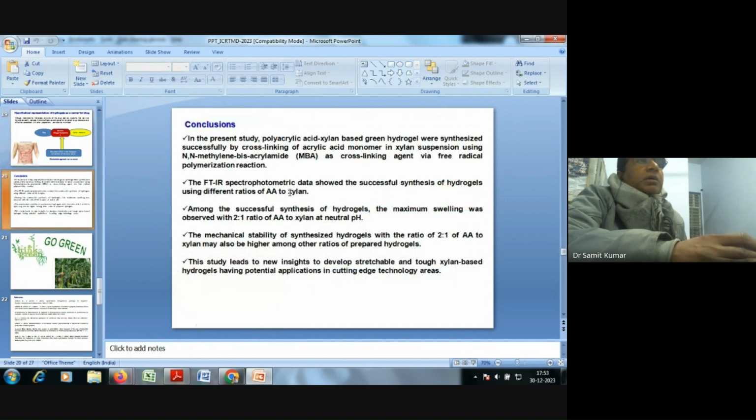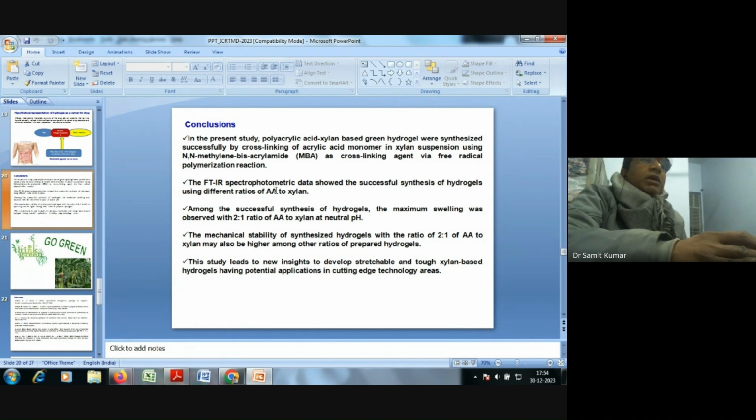This is the conclusion of our research. In the present study, polyacrylic acid Jalan-based green hydrogels were synthesized successfully by cross-linking of acrylic acid monomer in Jalan suspension using N,N'-methylene bisacrylamide as a cross-linking agent via free radical polymerization reaction.